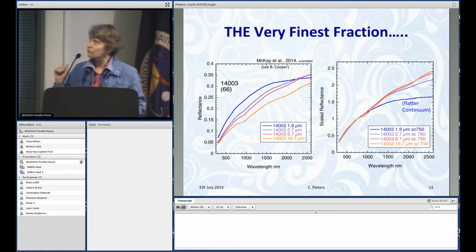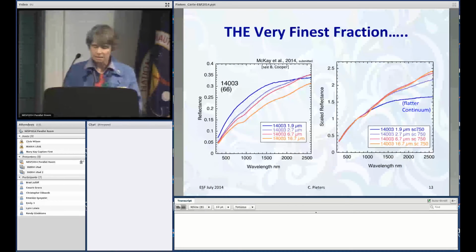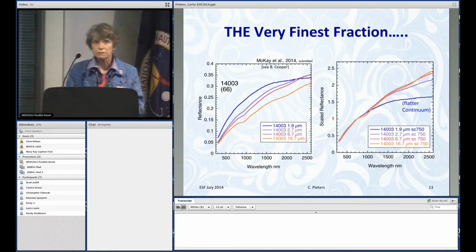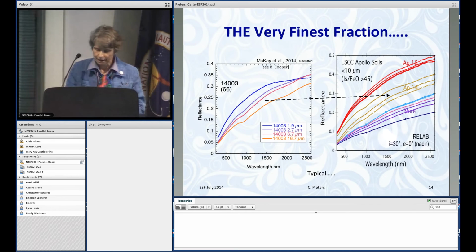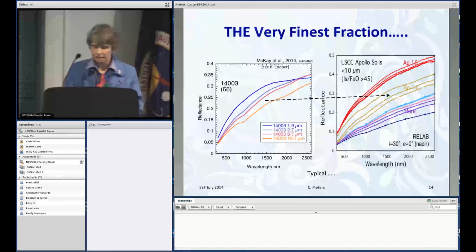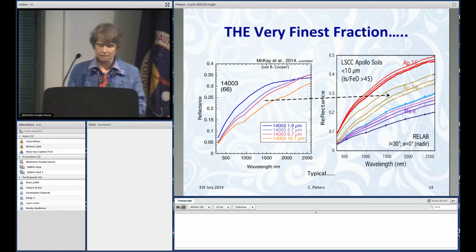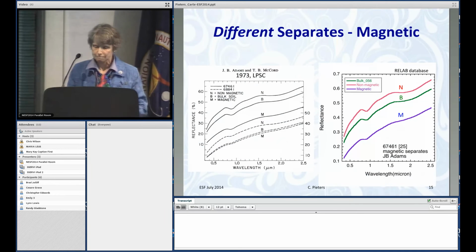So this whole sequence that we saw in the soil consortium carries even to the very finest fractions, and it's quite consistent with what we know from the sequence. So there's really some wonderful data on extremely fine properties of lunar soils, and it's all linked to this nanophase iron. This is just to say that this sample that was measured by McKay et al. is very typical of what we've seen in the rest of the soil consortium measurements.